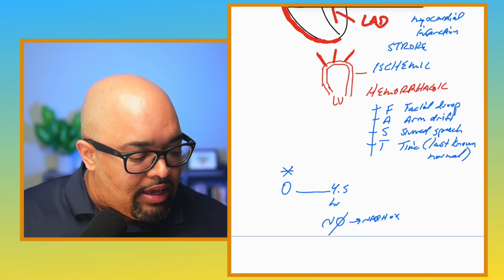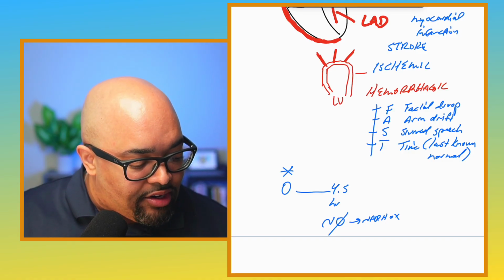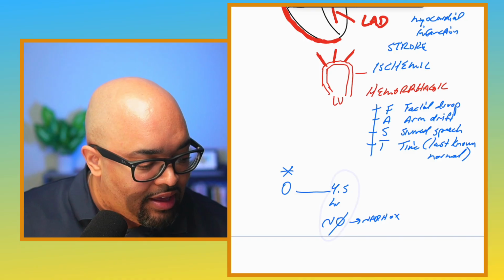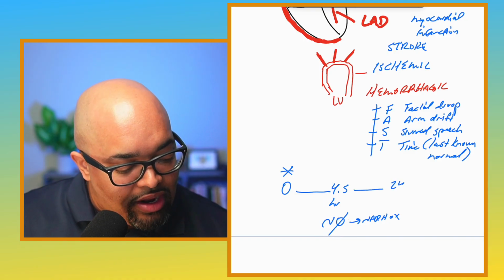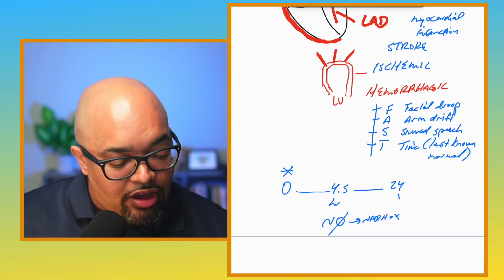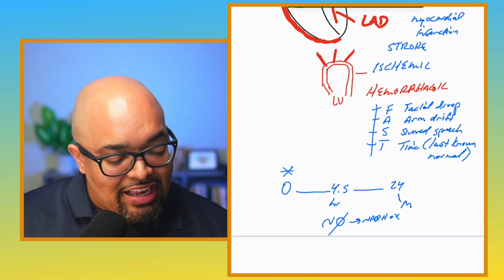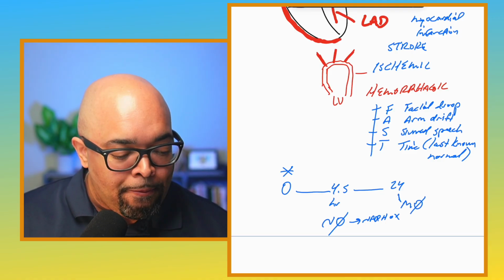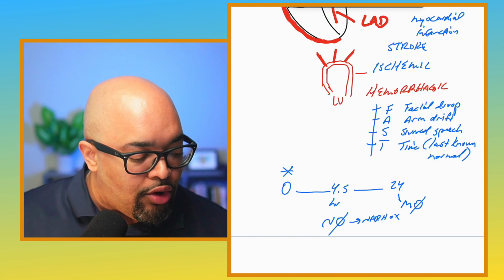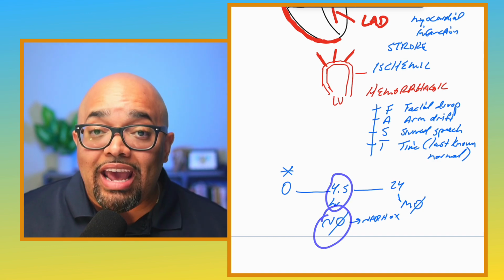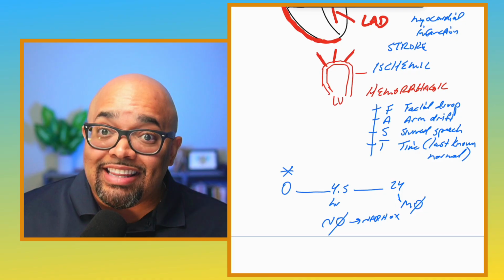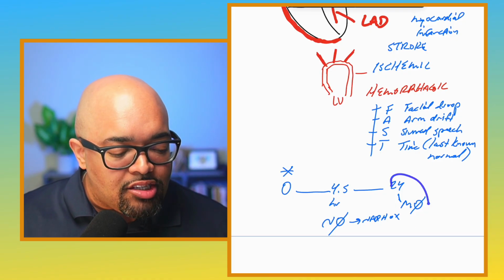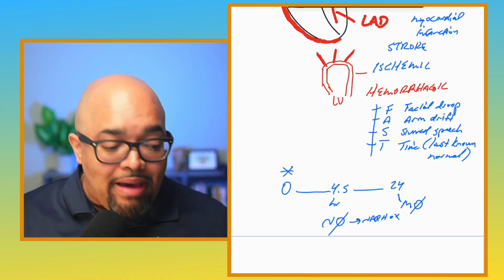So one of the key players that shows up is these neutrophils, at about 4.5 hours. And then at about 24 hours, we have another teammate that shows up, and that's going to be the macrophages. Okay. So here's what I want you to know. Neutrophils show up in about 4.5 hours. That's why we say the window period for a stroke is less than that. And then the next player on the team that shows up is the macrophages.